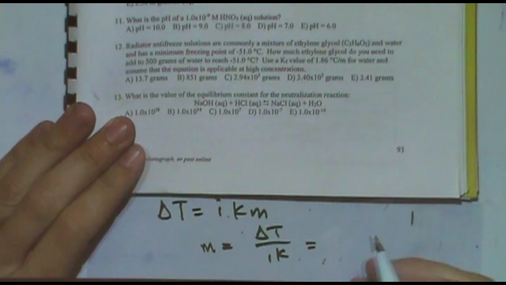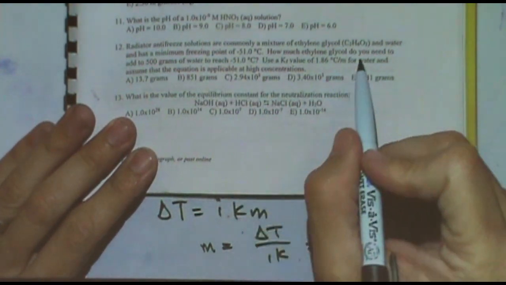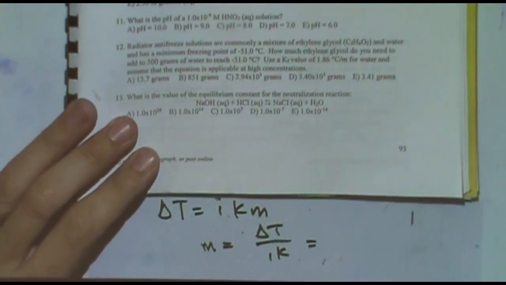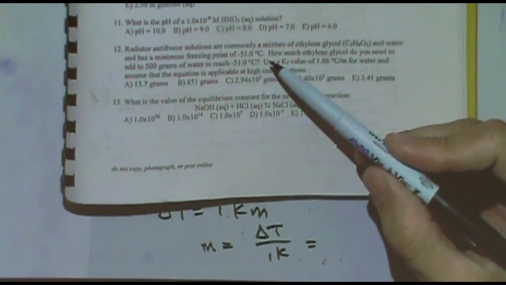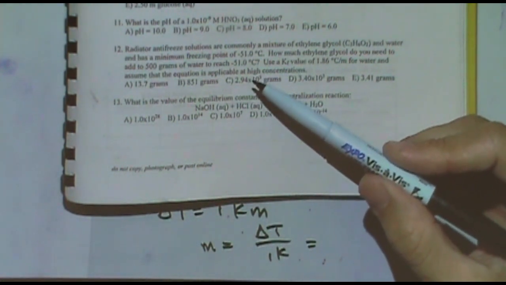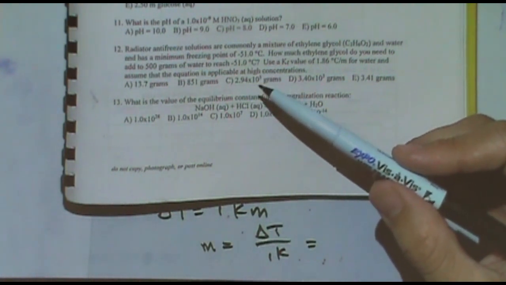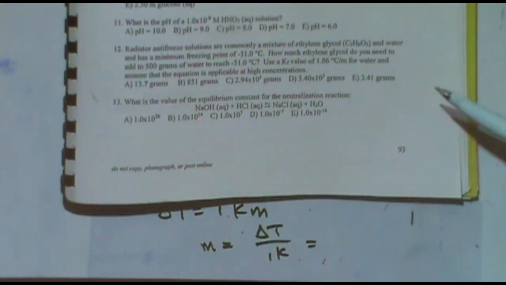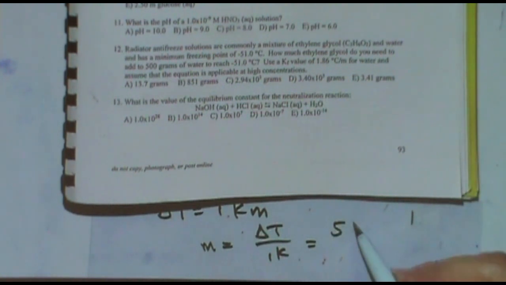Okay, there we go. ΔT. Let's see. Okay. What is ΔT? I'm comparing 51 degrees C to what number? Zero. Why zero? Yeah, that's the solvent, which is water. So compare the water goes from zero to minus 51. So I've got a ΔT of 51.